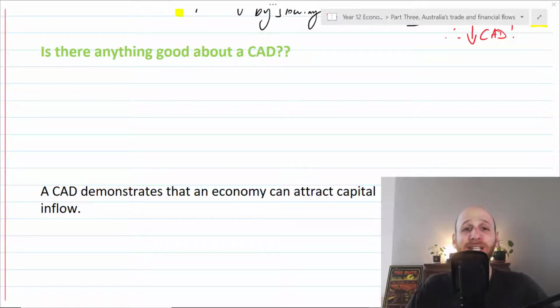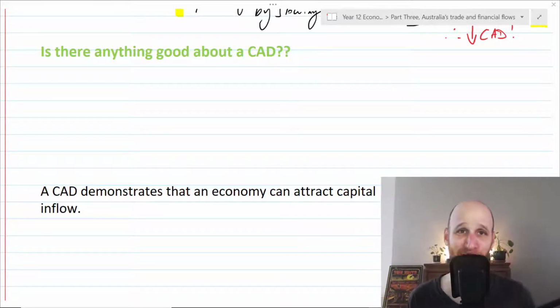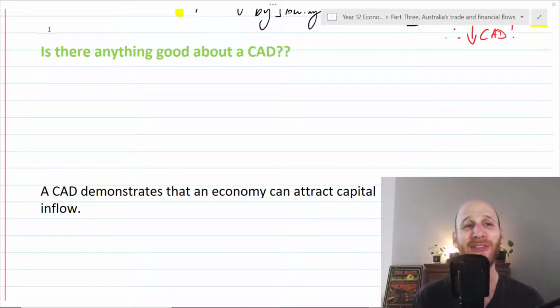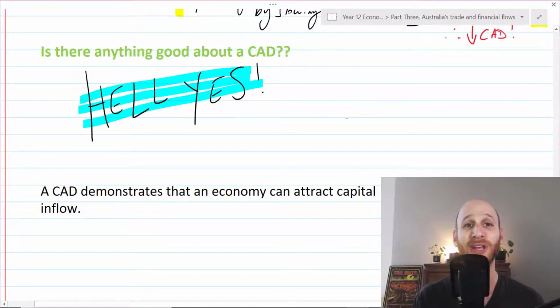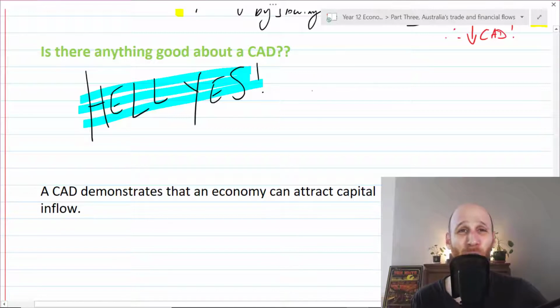Okay, so finally, let's get to some good news. We've looked in depth at the negatives of the current account deficit, and then we can come to this point. Is there anything good about a current account deficit? Let me give you a really long answer to this. Hell yes, there is.